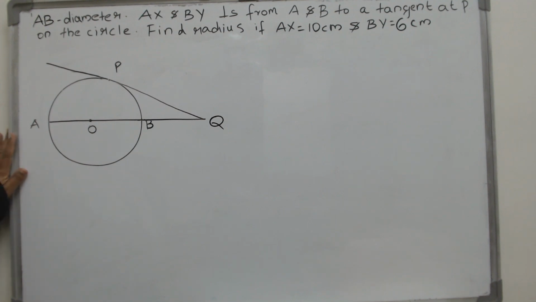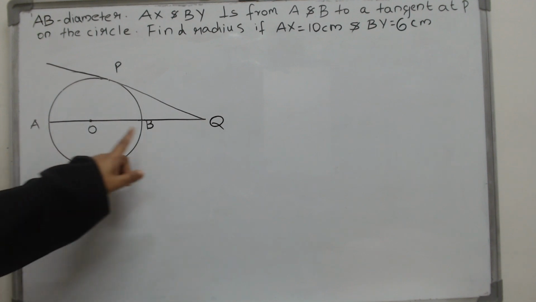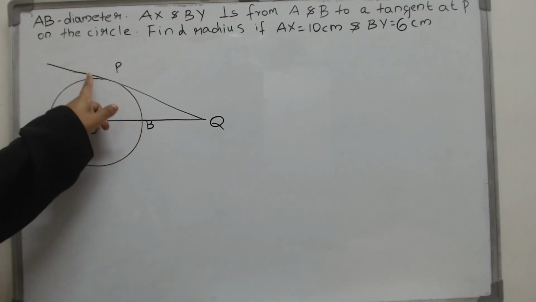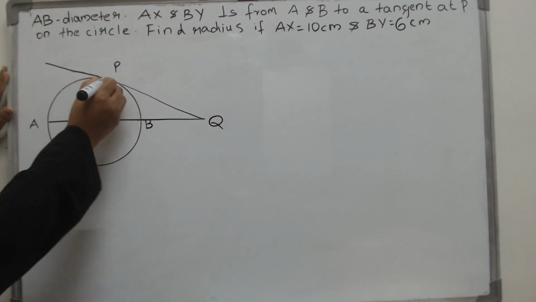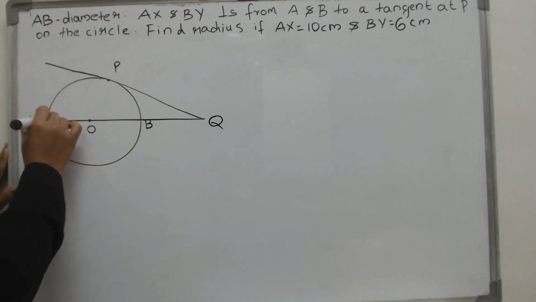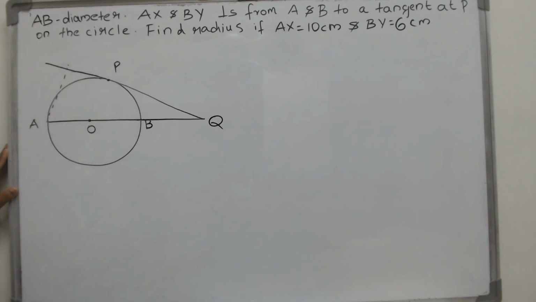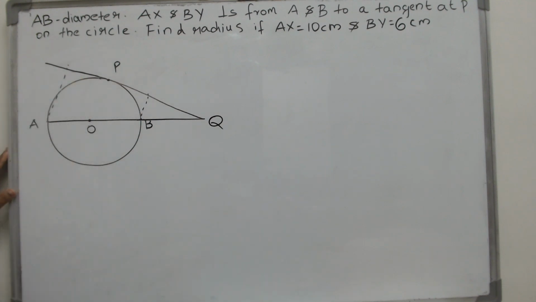Here we have a circle with center at the point O. AB is a diameter. PQ is a tangent with its point of contact with the circle at the point P. Now what else do we have? Two perpendiculars. One from A to the tangent, another one from B again to the tangent.